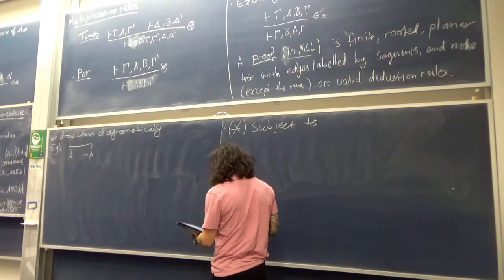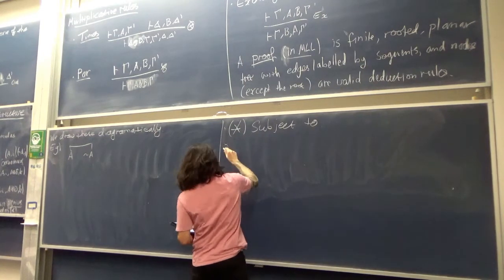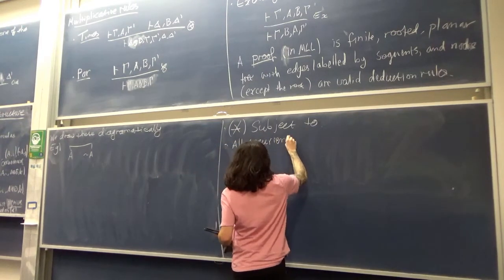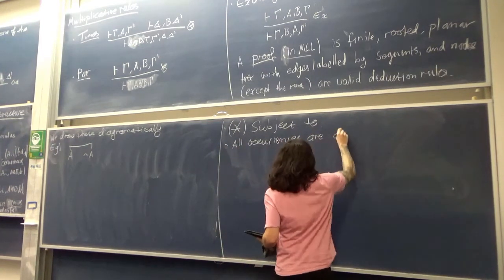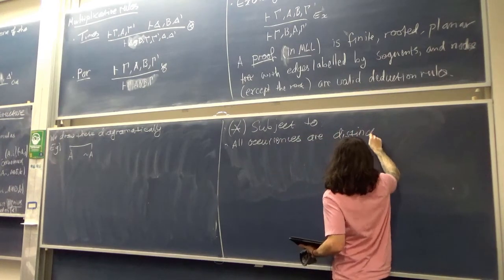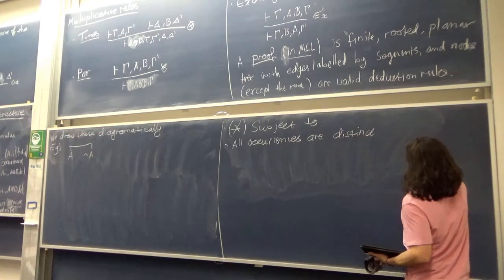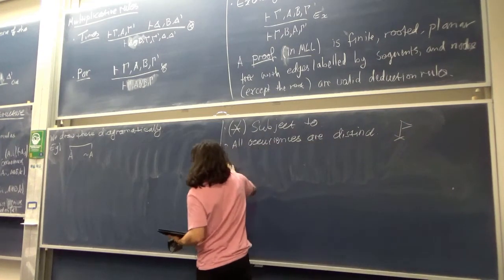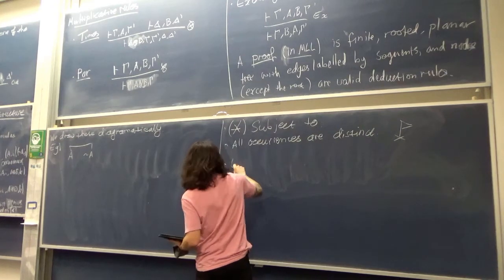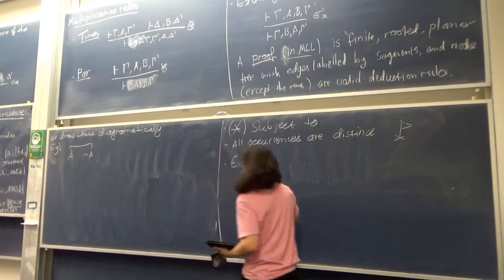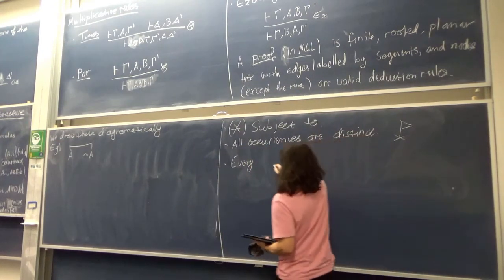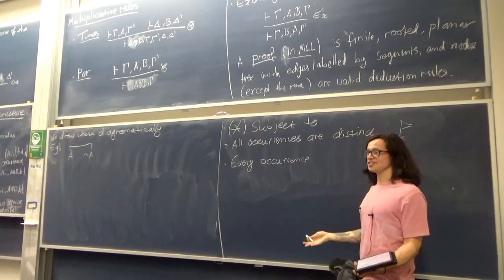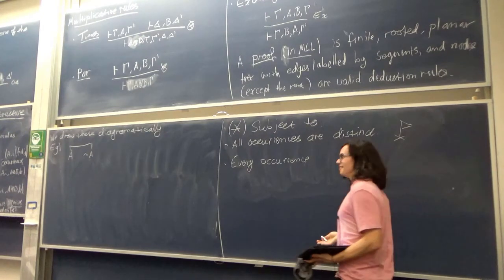So we do have some conditions on proof structures and they are the following. So all occurrences are distinct, and as I said earlier, I'm the only person that actually says that, so let me put a little flag there for the experts. And every... Well, it's just reminding you that the word set appears a little bit earlier.